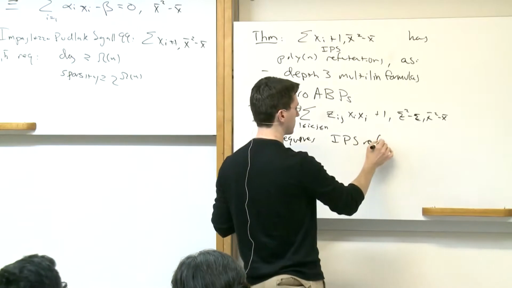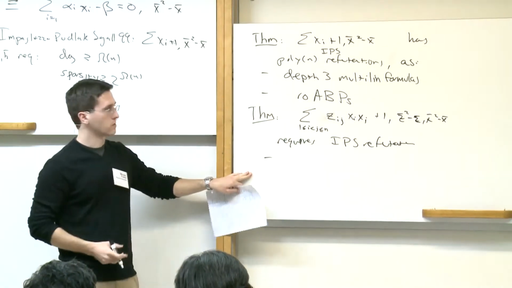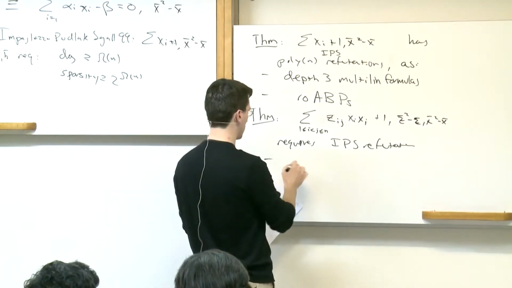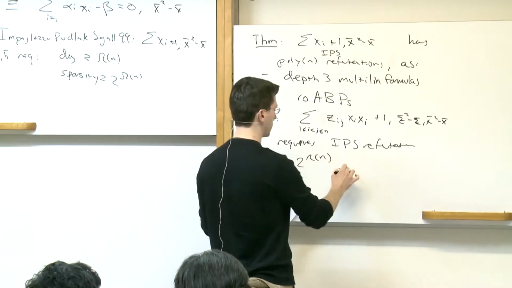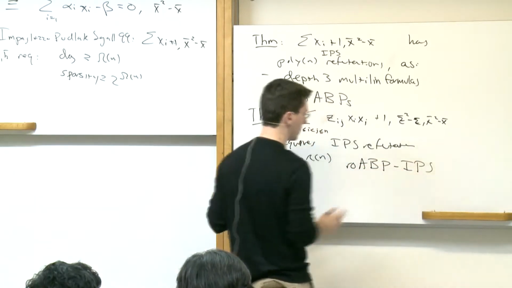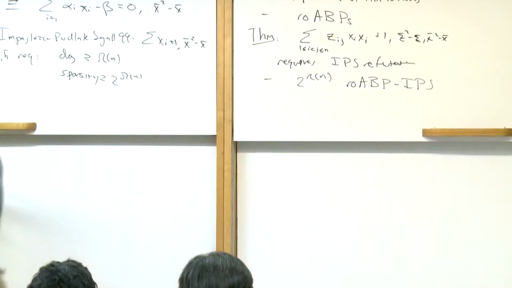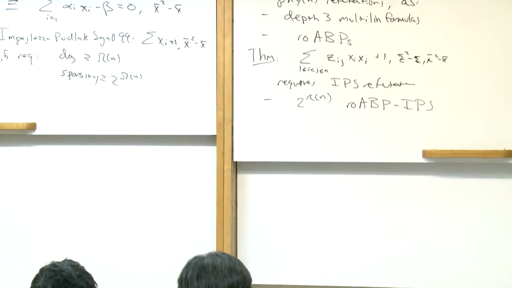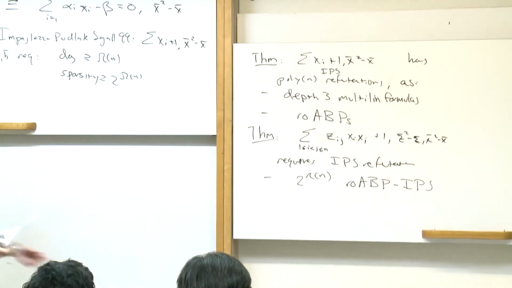IPS refutations of large size in two different models. So what are those? Well, let's consider read-once ABP. It'll require exponential size read-once ABP IPS. So this is basically saying you write out this Nullstellensatz certificate. If you express the g_j's and the h_i's as read-once ABPs, they require exponential size.